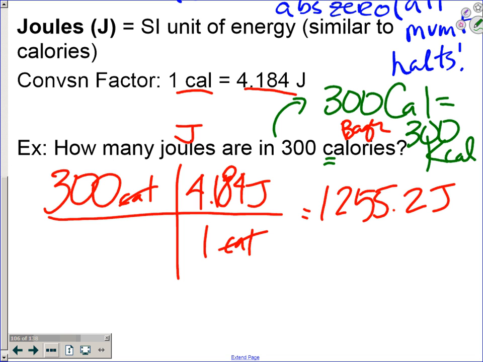Okay, so that actually makes this not 300 calories. So that makes that what? 300,000 calories, okay? Which makes this what?